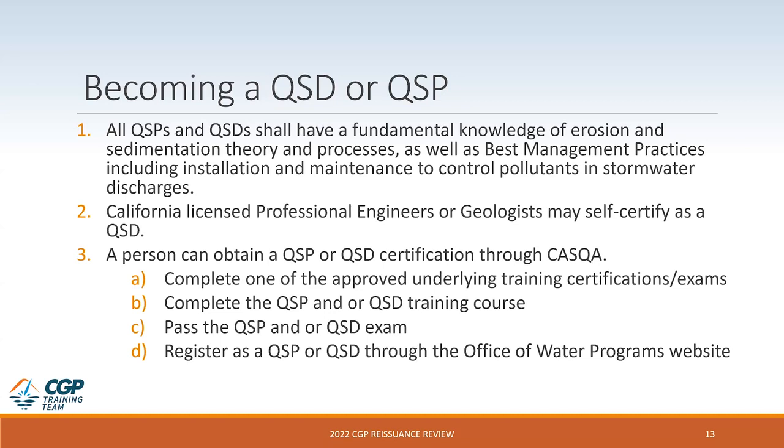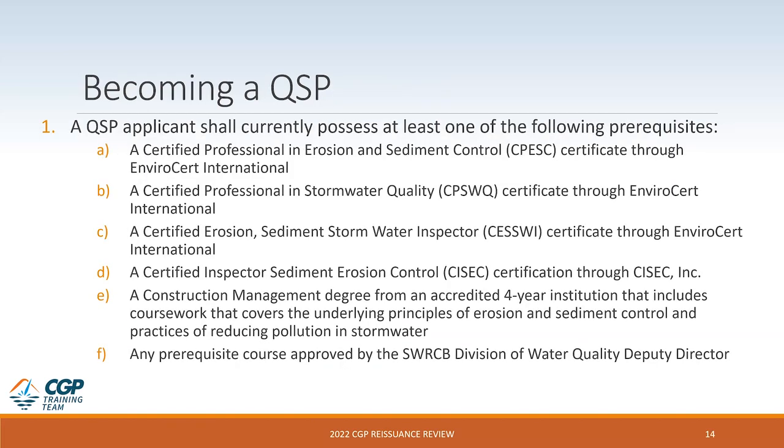A person can obtain a QSP or QSD certification through CASQA by doing the following: complete one of the approved underlying training certifications and pass the related exam, complete the QSP and/or QSD training course and pass the appropriate exam, and then register as a QSD or a QSP through the Office of Water Programs website.